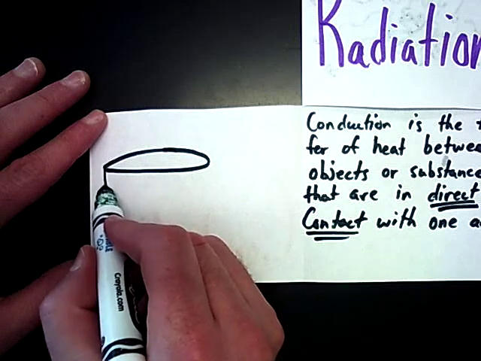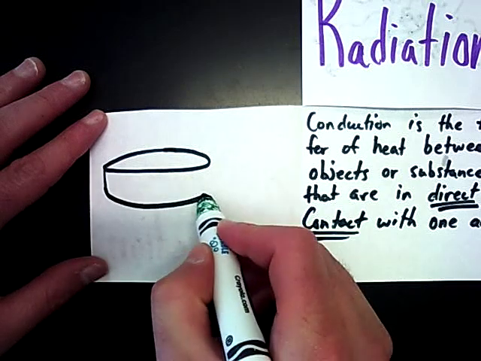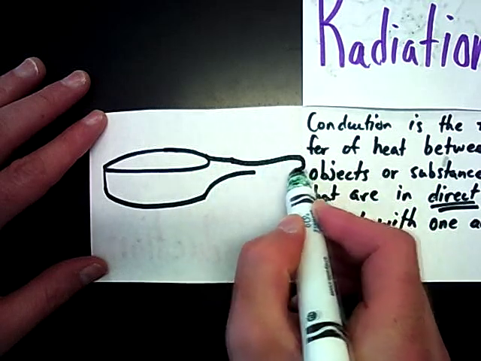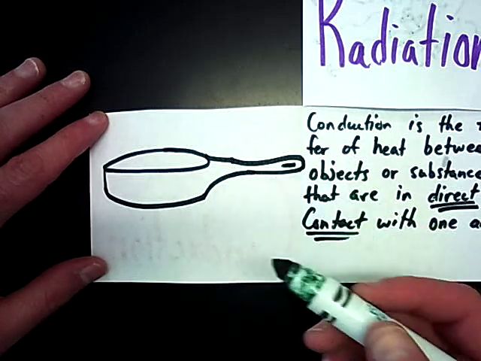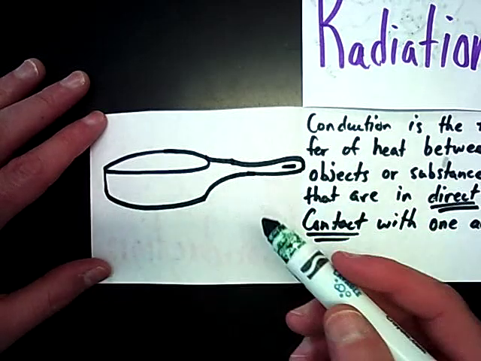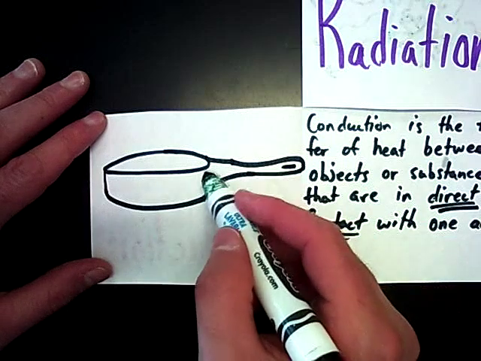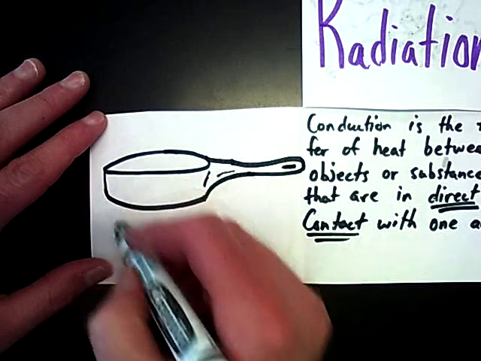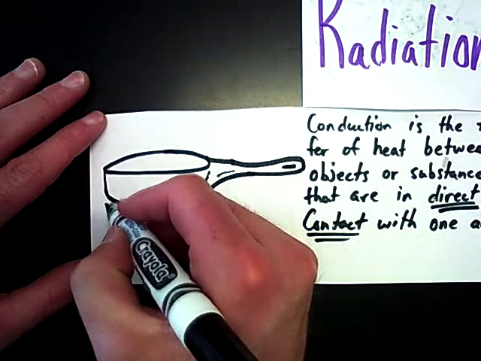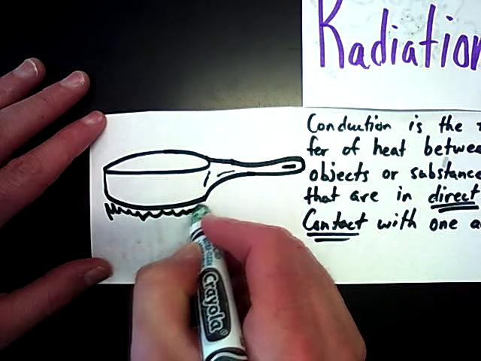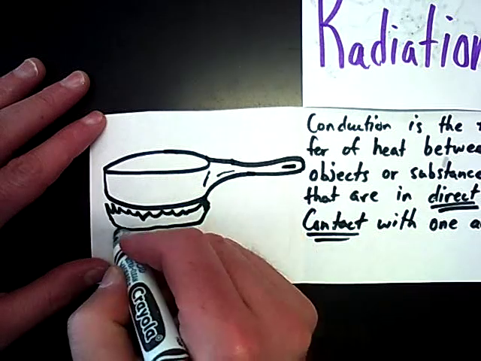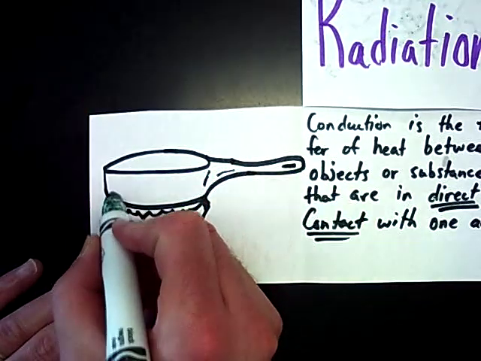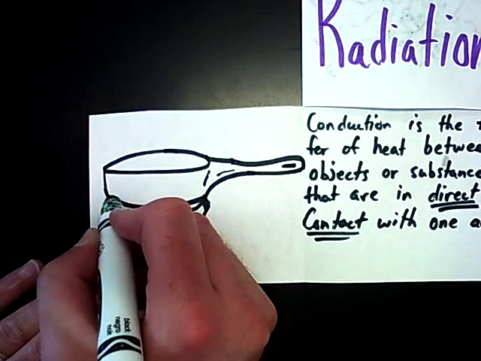Again, prepare to be blown away by awesome art skills. Okay, so this is going to be a skillet. Okay, so there's our skillet. Now keep in mind, a skillet is made out of iron. Okay, so here's our skillet. And we're going to put a fire under this. This is the heat source. Okay, so the fire is going to touch the metal on the skillet right here.